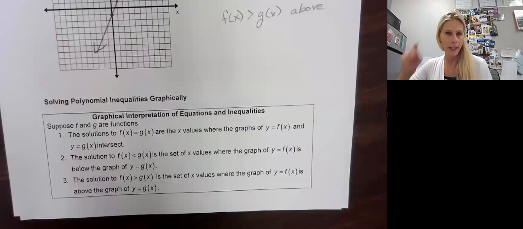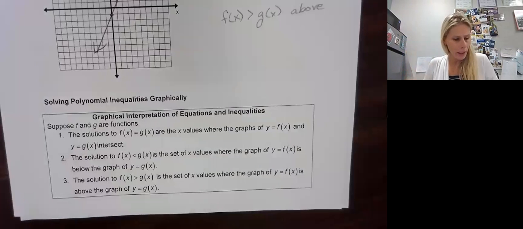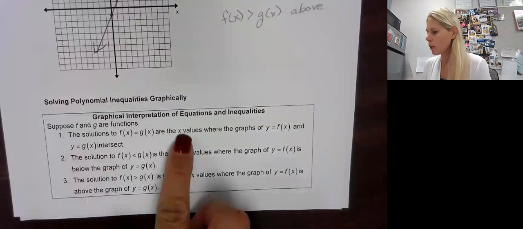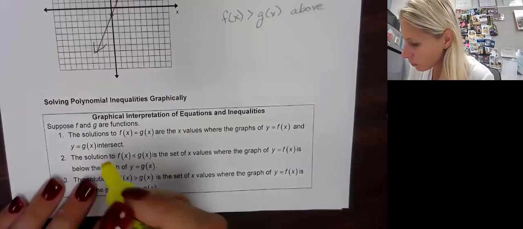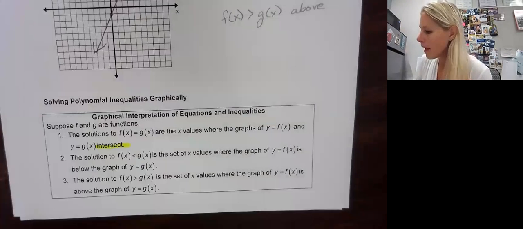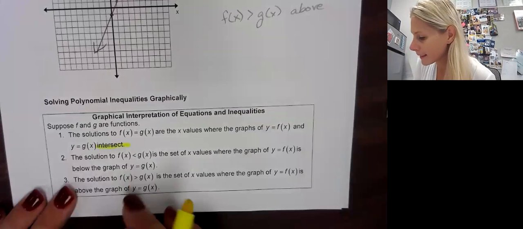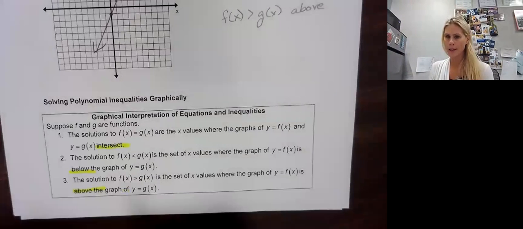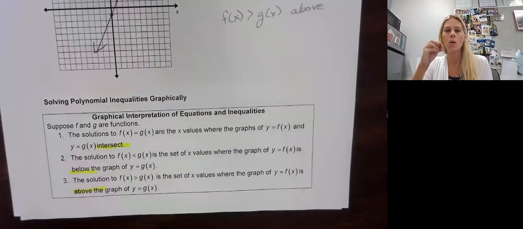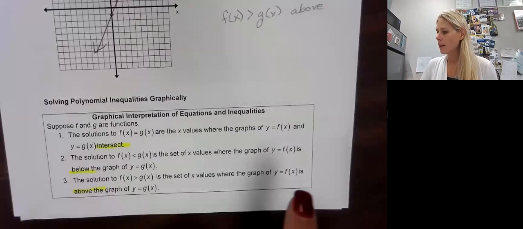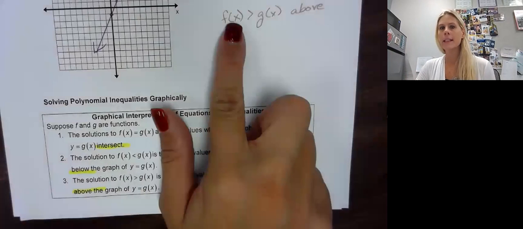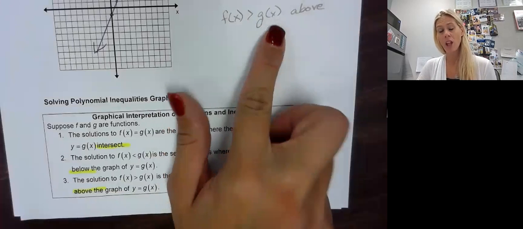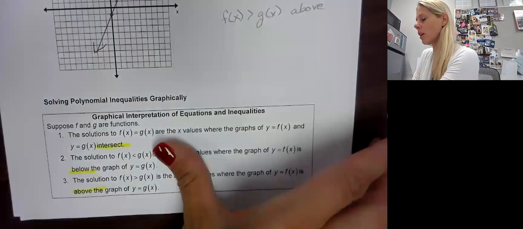Now, again, we can look at how this is. The solutions of f of x and g of x are the values where the graphs intersect. It's where they are the same. Okay, and that's where we get the less than is below and f of x above for greater than. Okay, make sure you talk about it in the order: f of x is above g of x. So if it was flip-flopped around, make sure you put that in the correct order.